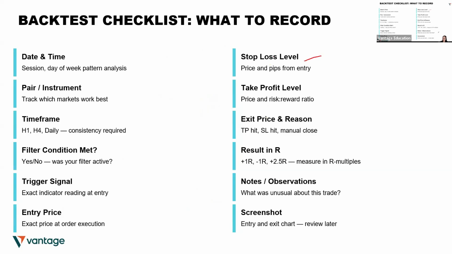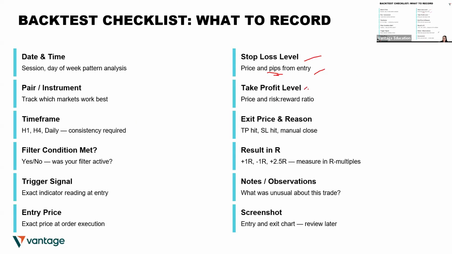Stop loss level, the price or pips from the entry. Usually, I don't have a fixed stop loss. I use a dynamic one, meaning it depends on my entry. I put the stop loss depending on where my entry is. I look for a swing low or swing high, or I use a Fibonacci level to place my stop loss. So I don't have a fixed stop loss like 30 pips, 40 pips, 50 pips. No, I don't have.